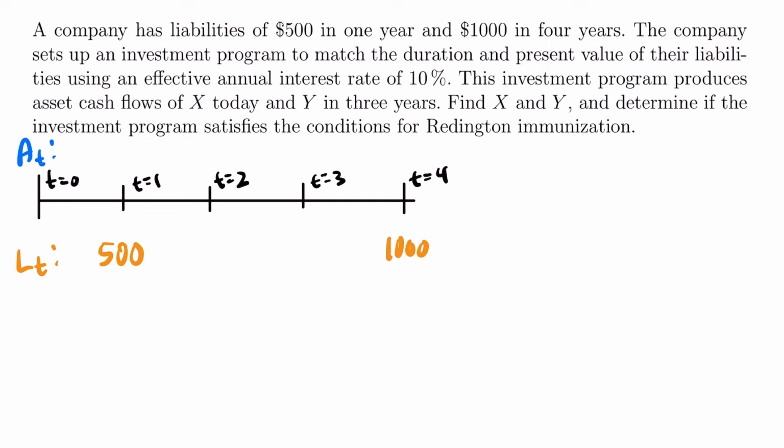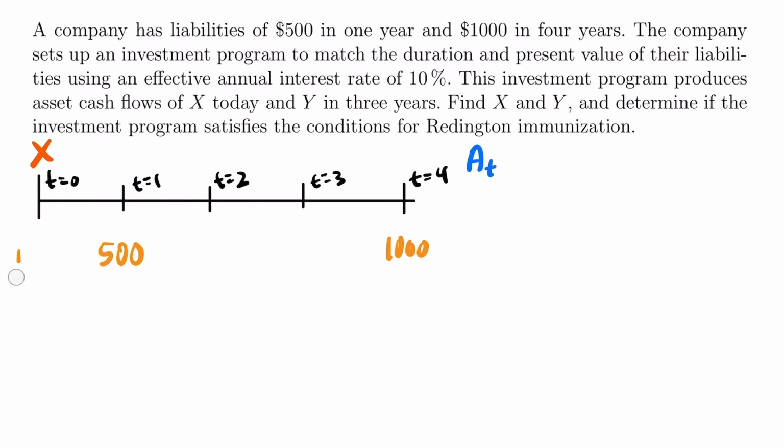Now, the company sets up their investment program such that it produces asset cash flows of X today and Y in 3 years. So I'm actually going to have to move this notation right here. Just remember that the assets at time t are above the timeline and the liabilities are below, because I need to put that asset of X right here at time equals 0.